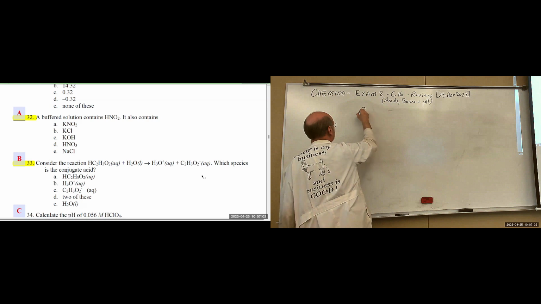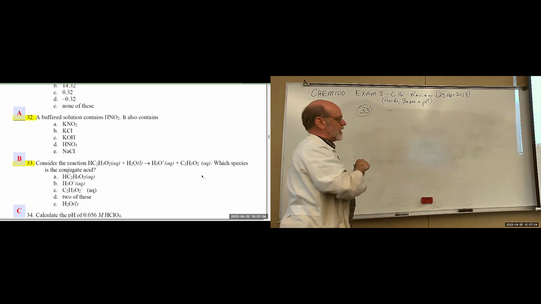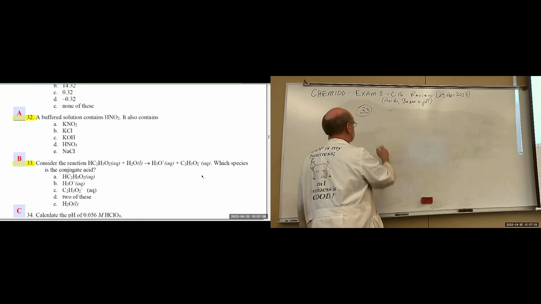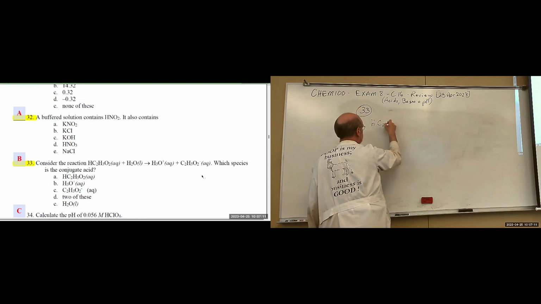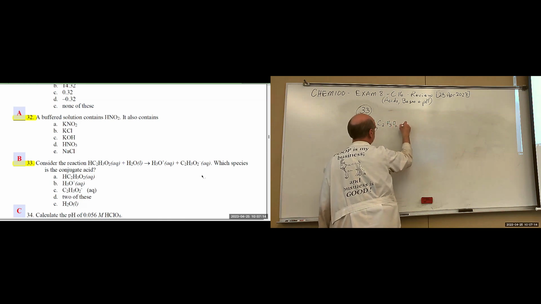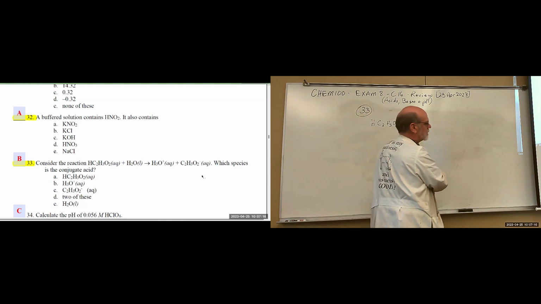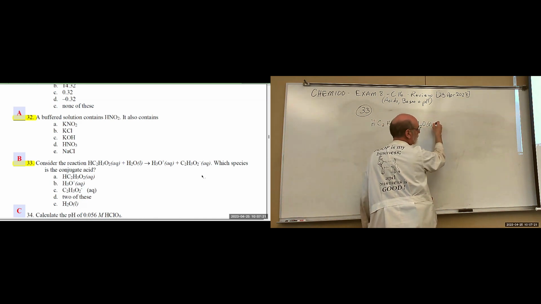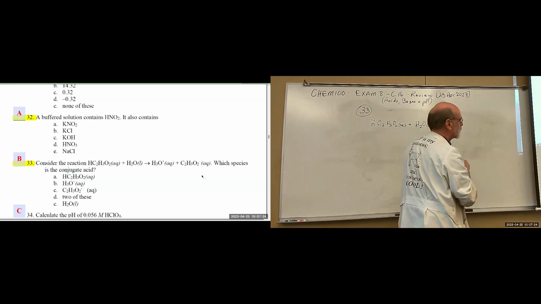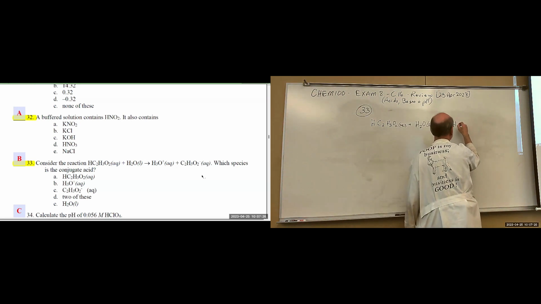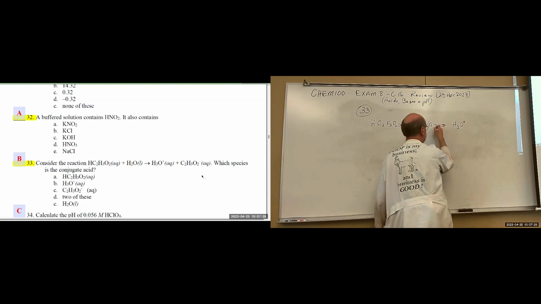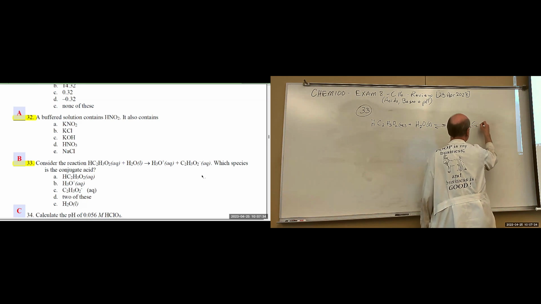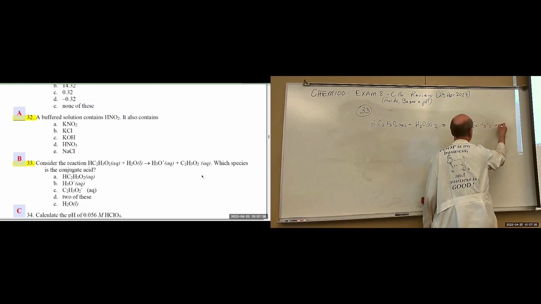33. All right, consider the reaction. Acetic acid, HC2H3O2, with what? Water, okay, water. And it produces H3O plus. Actually, this ought to be both directions because that's a weak acid. Plus C2H3O2 minus in aqueous solution.